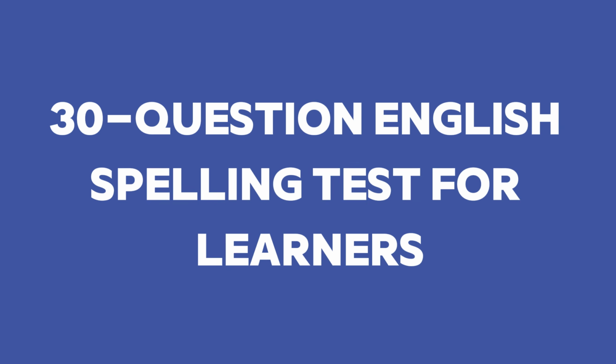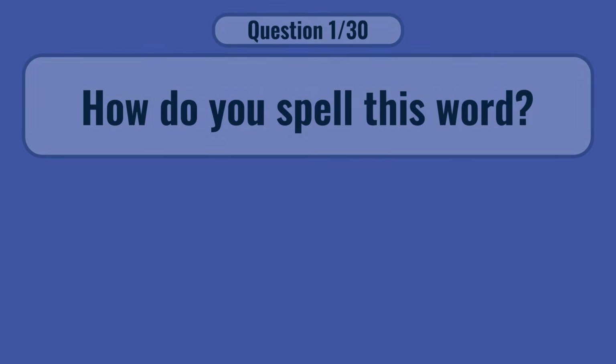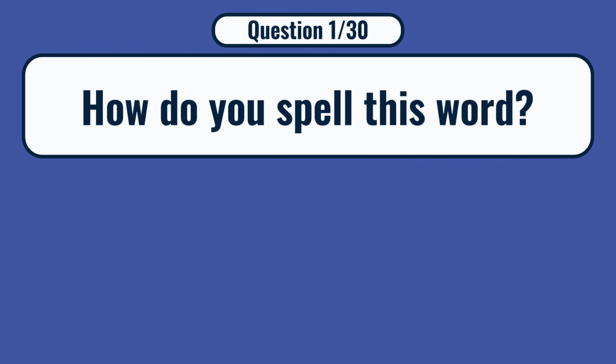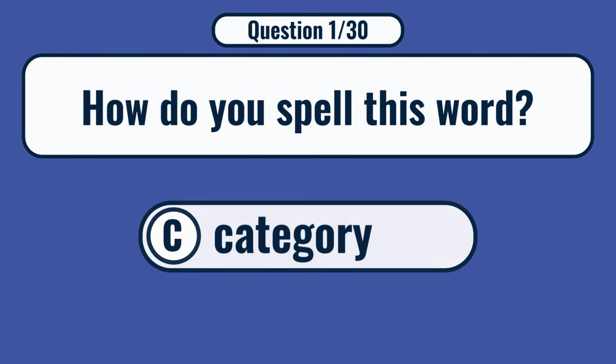30-question English spelling test for learners. How many can you answer without mistakes? How do you spell this word? Answer C. Category.